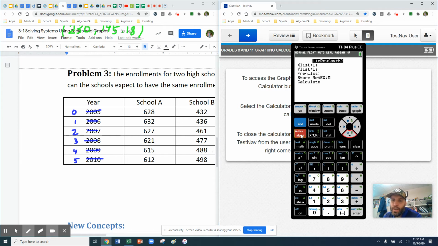Now we go to store, alpha, trace. I've already stored something into y1, so I'm going to go down 1. I'm going to store it into y2. Then I can go to calculate, and there's our second equation. Now you go into y equals. Your first equation, you got the slope of -3. That was predictable. Our school A is going down. School B, we've got that slope of 14.